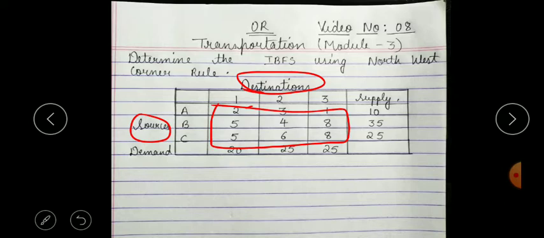The supply of source A, that is the maximum supply source A can supply, is written here. The maximum that source B can supply is written here. The maximum that source C can supply is written here. Similarly, for the destinations, what is required is written here. D2, whatever is the demand, is written here. D3, whatever is the demand, is written here.